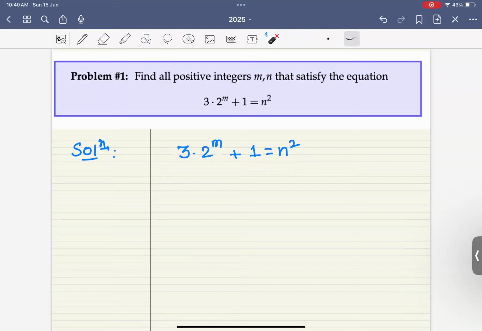But what I see is that this number is nice. One is one squared and n is n squared. So maybe they can be clubbed and factorized. So what I'm going to do is say that 3 times 2 to the power m is equal to n squared minus 1. And 3 times 2 to the power m is now equal to n minus 1 times n plus 1.